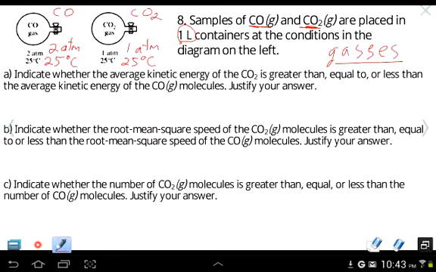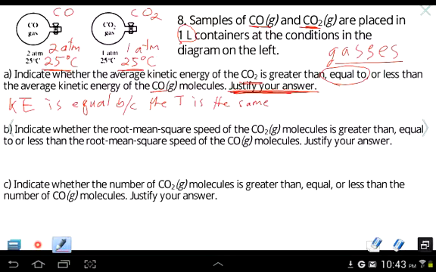Part A says indicate whether the average kinetic energy of CO2 is greater than, equal to, or less than the average kinetic energy of CO molecules, and then justify your answer. Justifying will be very important. Kinetic energy is measured by temperature, and because temperature is the same in both cases, the kinetic energy is equal in both cases. So KE is equal because the temperature is the same.